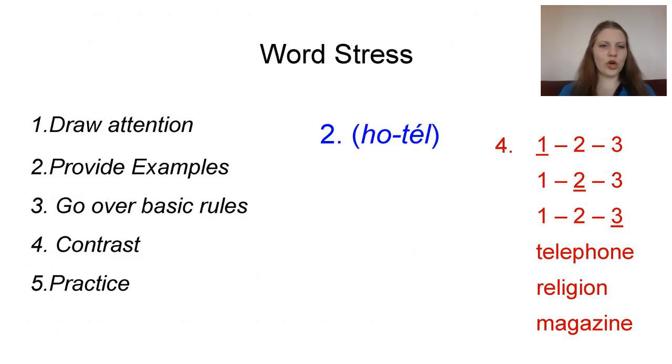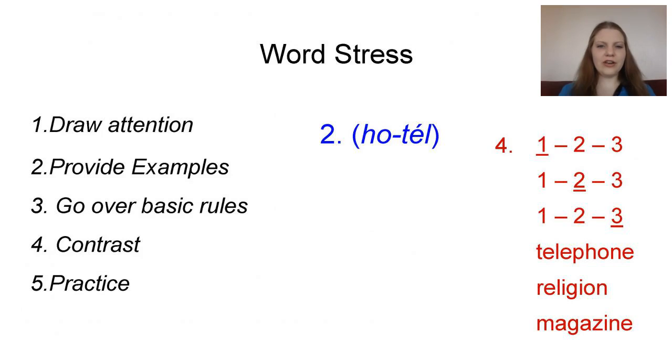So first of all, draw their attention to the importance of stress. Second, provide examples. Yes, so hotel and hotel is a good one. The third one is to go over basic rules. And for instance, give them words like rebel and rebel and tell them that depending on what stress they use, one of the words is a noun and one is a verb. Then use contrast. So you can just ask students, do we say hotel or do we say hotel? And have them choose.